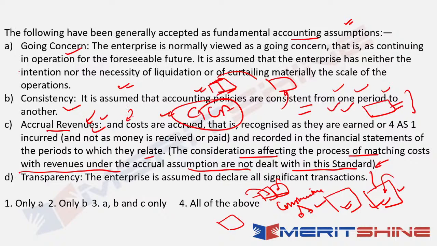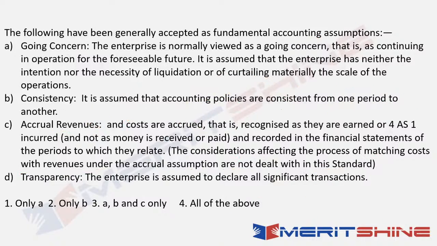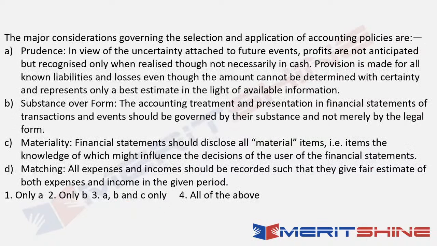And income also you will accept unless there is uncertainty in getting that income. That is the whole fundamental assumption. If there is a violation of this assumption, if you want to change anything, you will have to disclose it. So here ABC only will come in. Now try this one now.